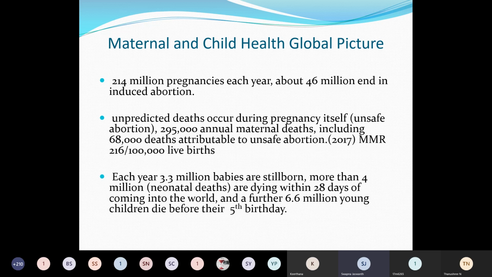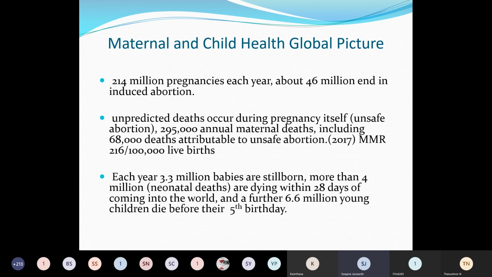So if you look at the total number of deaths annually occurring worldwide, 295,000 maternal deaths occur worldwide, of which 68,000 deaths are attributable to unsafe abortion. So if you look at the total number of deaths among the mothers, and the deaths due to unsafe abortion, it's quite high, 68,000. This is the statistics of the year 2017.